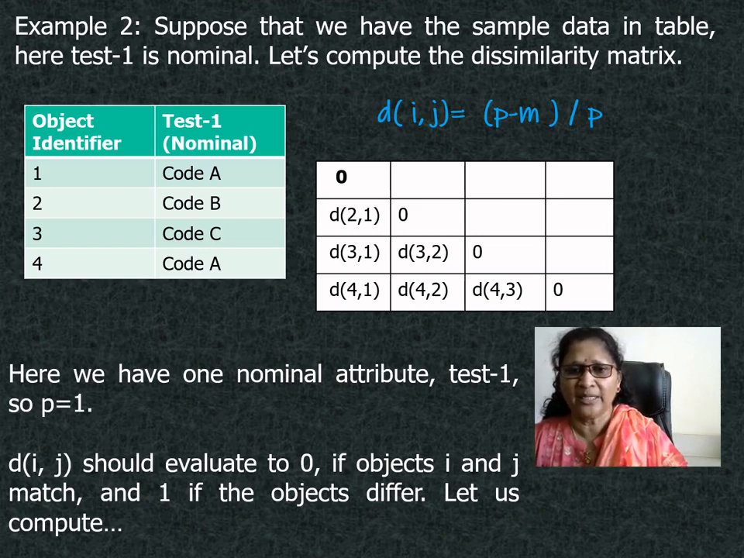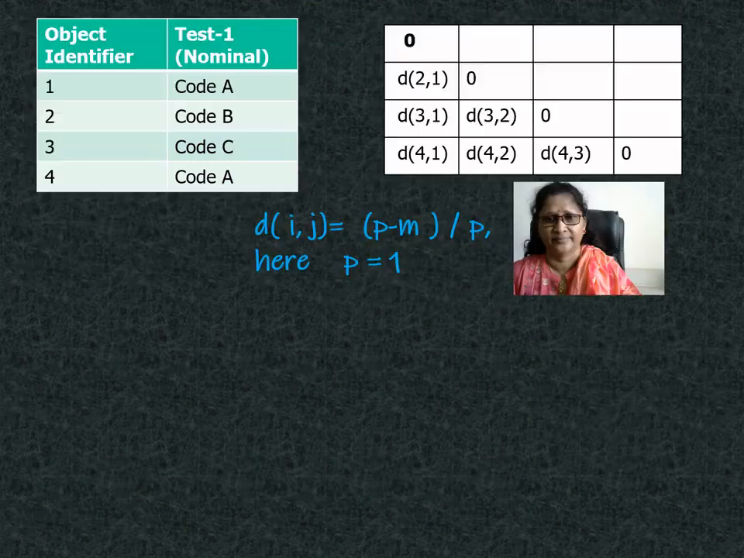If you look at this distance matrix, 0 is representing the distance between any two objects that are similar, so it is going to be 0. And we are going to compute the values: distance between 2 and 1, distance between 3 and 1, distance between 4 and 1, and so on. Let us see how we compute these values.